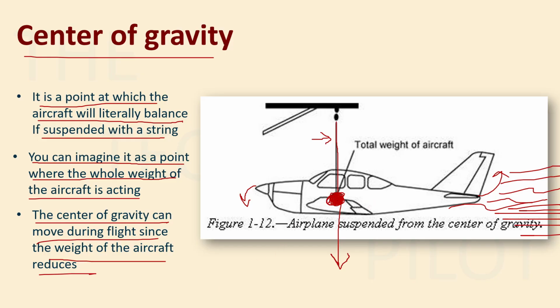As the aircraft gets lighter, the CG, the center of gravity, can change its position. All right, the center of gravity is not fixed here. During flight, it can move here, it can move here. So it depends on the fuel. During flight, it can change.